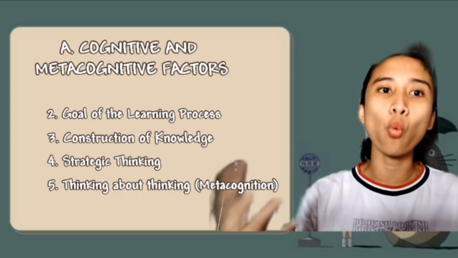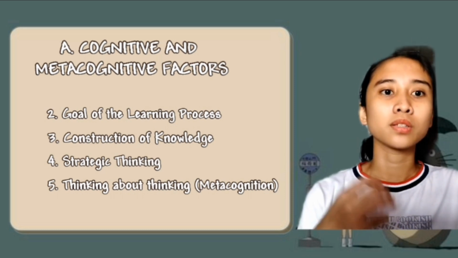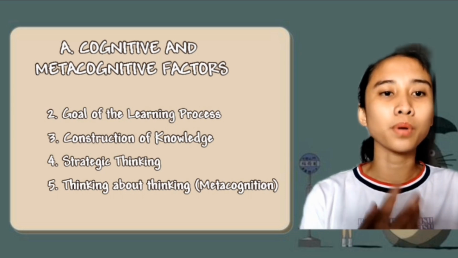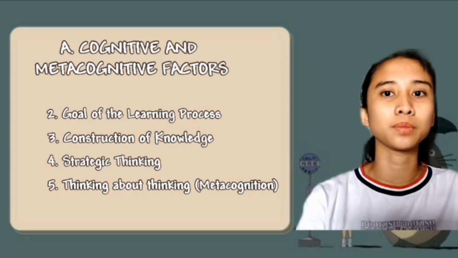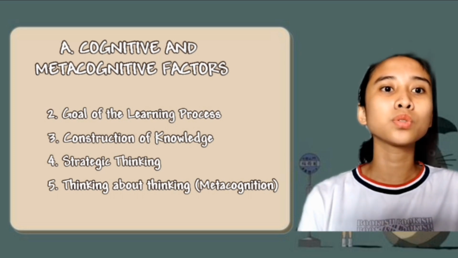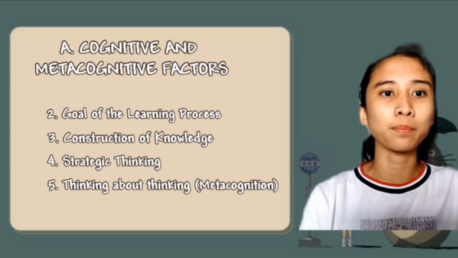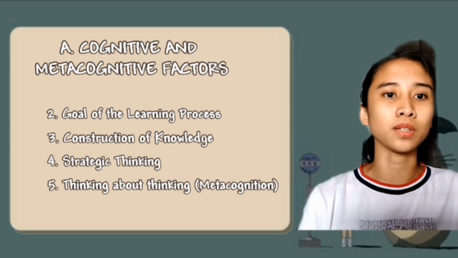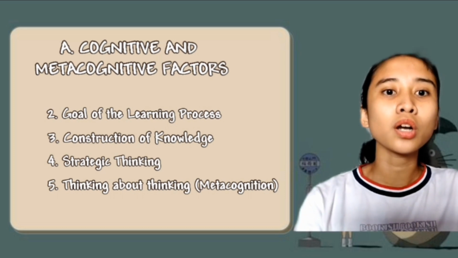Number 5, we have thinking about thinking, metacognition. Metacognition means being aware of and controlling one's own thinking process. Successful learners set learning goals, monitor their progress, and adjust their strategies when they face difficulties. They think critically and creatively to solve problems. Teachers can help by teaching higher-order thinking skills, for example analysis, evaluation, and creativity, encouraging self-reflection, and providing constructive feedback.